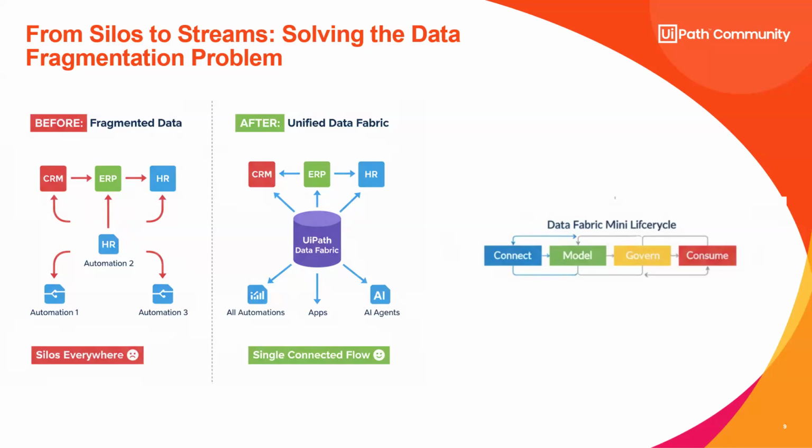So now our bot can instantly check if this is a premium customer, or if there are any open tickets, or if we need to escalate. You didn't have to build any custom integration. Data Fabric keeps those connections alive and your automations just consume the unified data. So this is what we mean by turning silos into streams. Instead of static, disconnected systems, we get a real-time governed data flow that powers our automation.